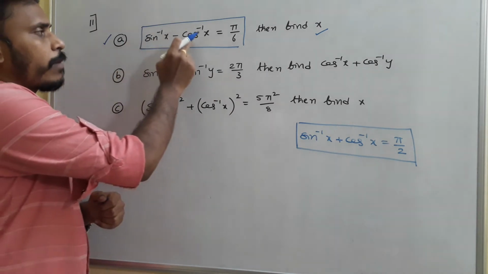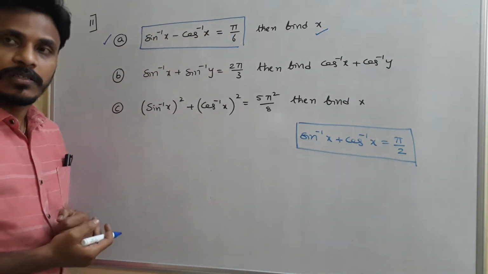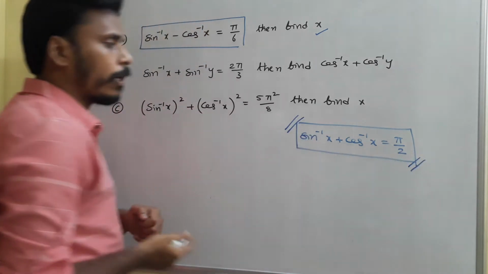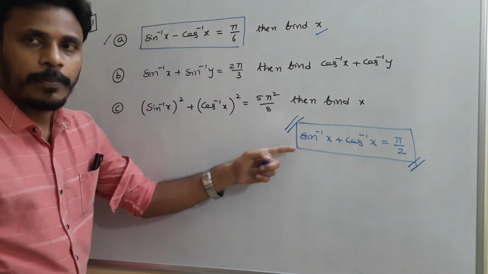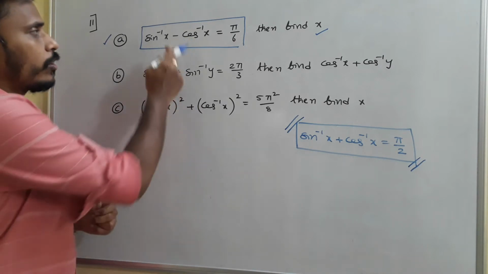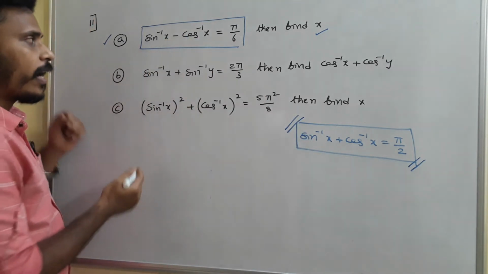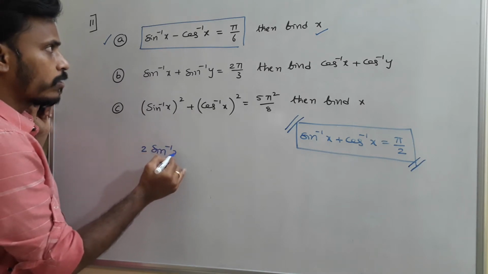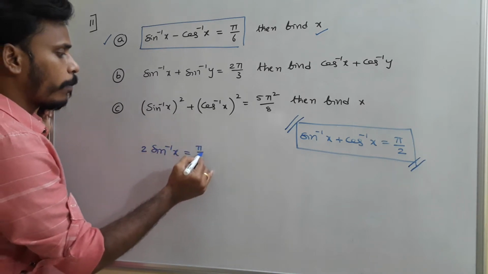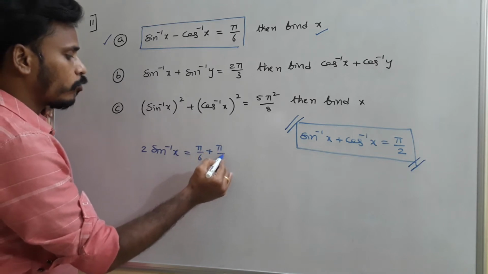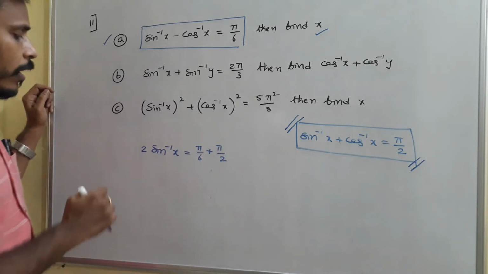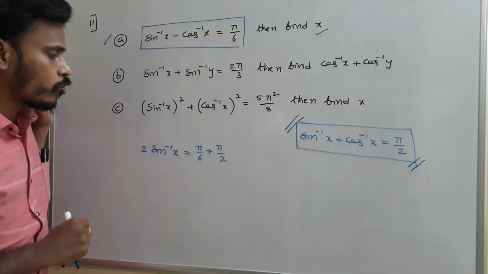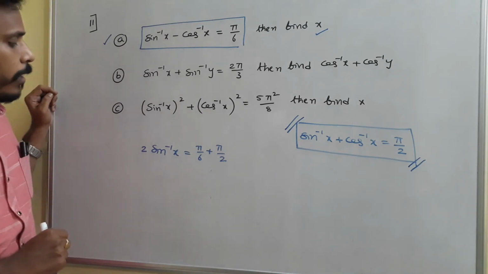Sin inverse x minus cos inverse x is equal to pi by 6 is given, and we know sin inverse x plus cos inverse x is equal to pi by 2. This always holds, and this is the question. You just add these two. If you add these two, we will get 2 sin inverse x is equal to pi by 6 plus pi by 2.